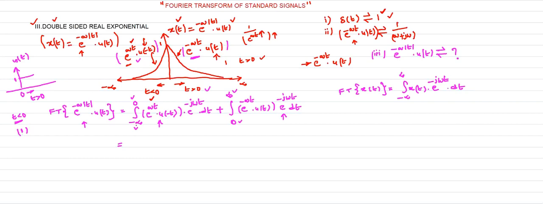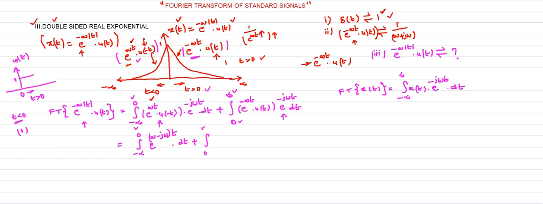Here u of minus t is there from minus infinity to 0, so you can directly take it as 1. So from minus infinity to 0, your u of minus t is 1. So e power at into e power minus j omega t is what? You just multiply these two exponentials so that they add in the exponent. So e power at into e power minus j omega t is e power a minus j omega times t, into dt, plus.